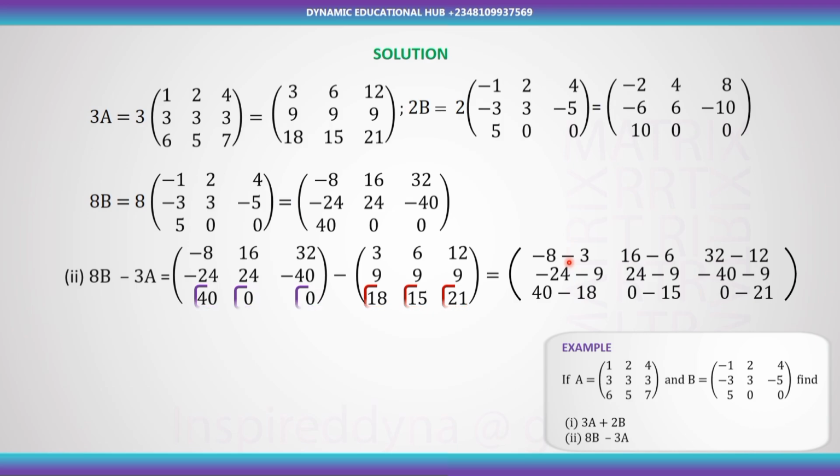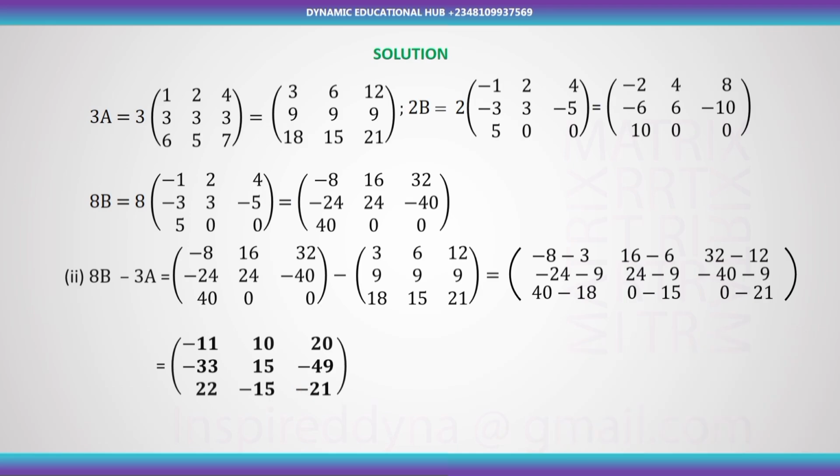If you compute this, it is going to be our answer, which means minus 8 minus 3, minus 11, 16 minus 6, 10, 32 minus 12, 20, minus 24 minus 9, that gives us minus 33, 24 minus 9, 15, minus 40 minus 9, minus 49, 40 minus 18, 22, 0 minus 15, minus 15, 0 minus 21, that gives us minus 21. It's as simple as that.